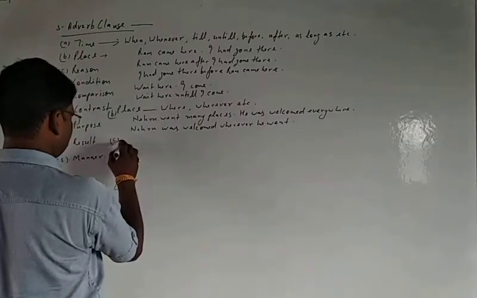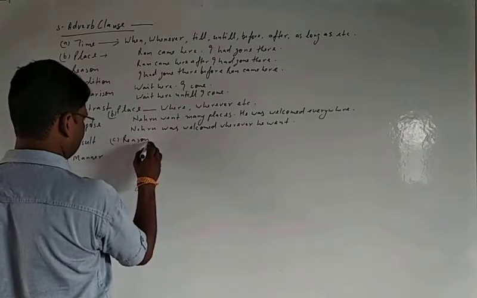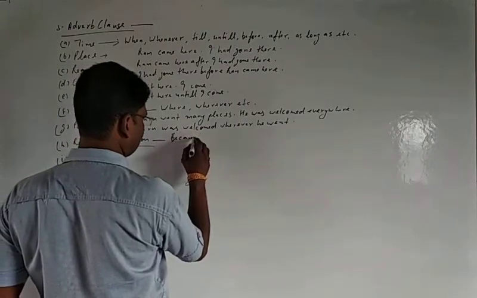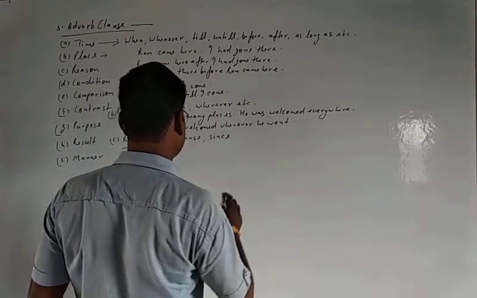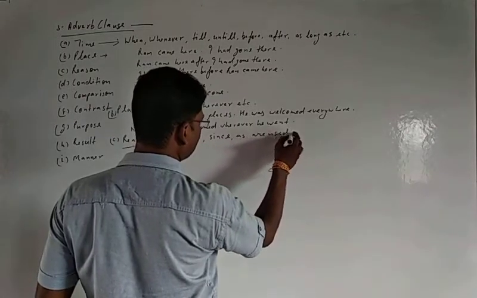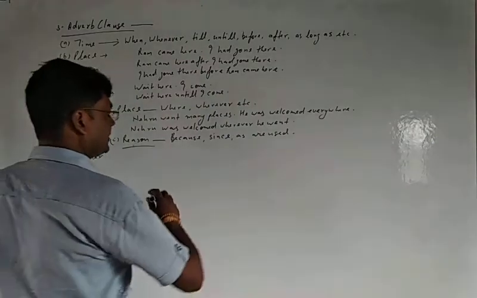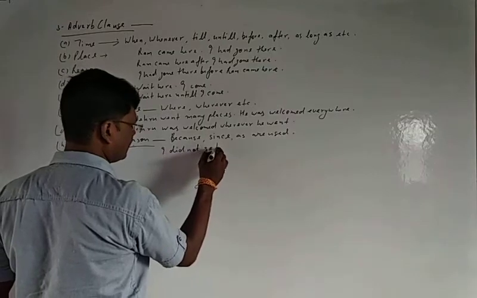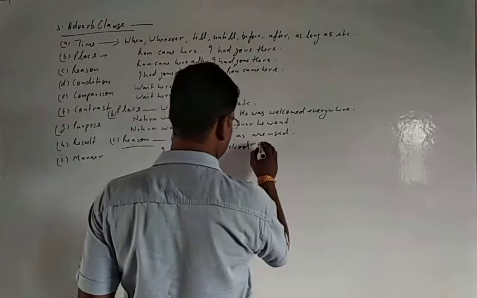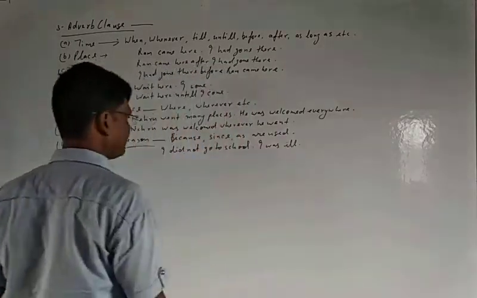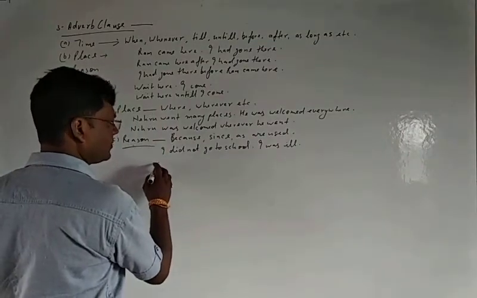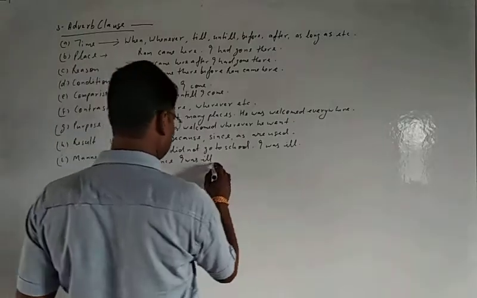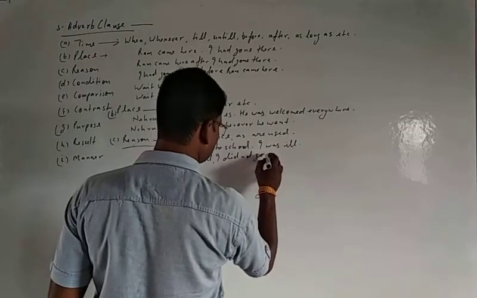Third is reason. In reason, because, since, as are used. Okay, see example. I did not go to school. I was ill. You can combine it by using any of them. How? Since I was ill, I did not go to school.